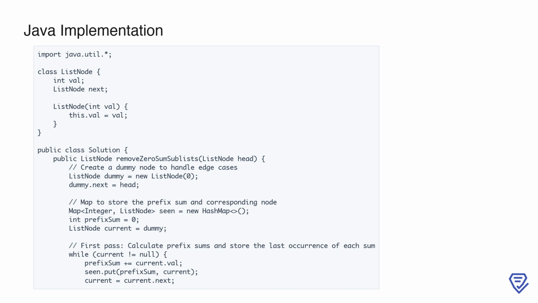Next, we initialize a hash map called seen to store prefix sums and their corresponding nodes. The prefix sum is a running sum of node values, which helps us detect zero-sum sublists. We also set prefix_sum to 0 and start traversing the list from the dummy node using a pointer called current. During the first traversal, we calculate the prefix sum at each step and store the last occurrence of that sum in the map. This ensures that if the same prefix sum appears again later, we know it corresponds to a zero-sum sublist in between. The traversal continues until current reaches the end of the list.